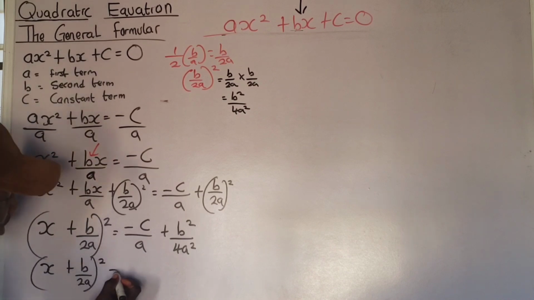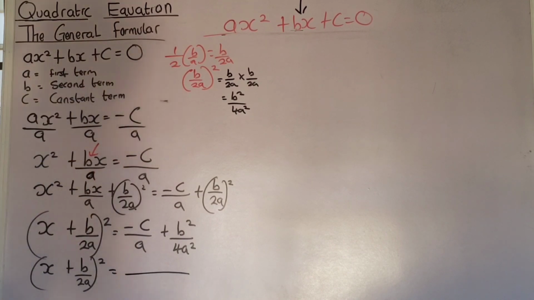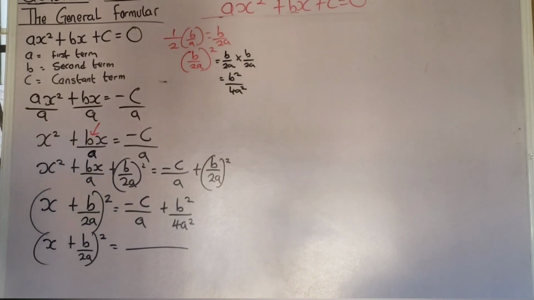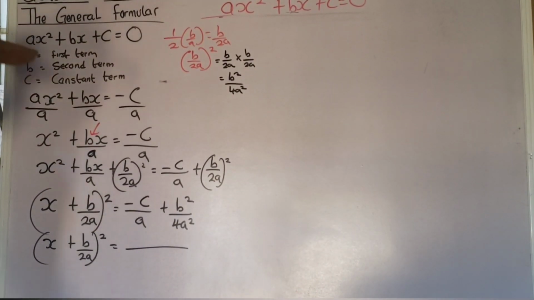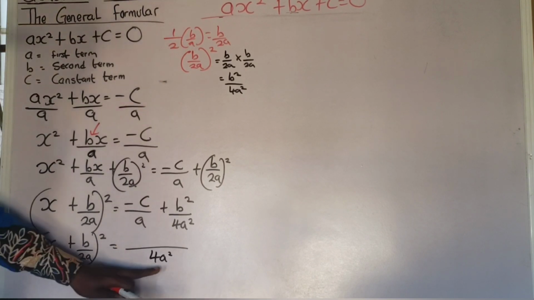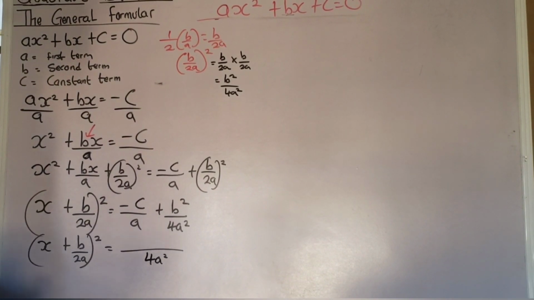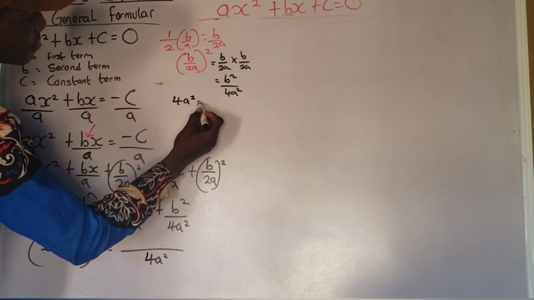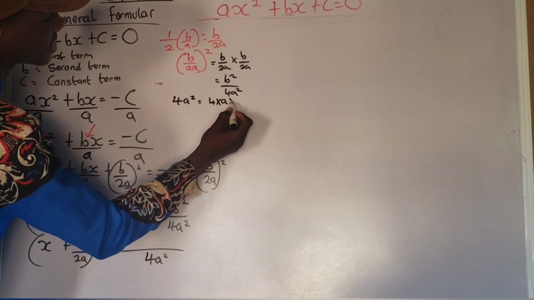So I'm going to have equals to, what is the LCM of a and 4a squared? The LCM of a and 4a squared is 4a squared. So here I'm going to have 4a squared. Now 4a squared divided by a, that will be what? 4a. Are you wondering? Let's quickly do some arithmetic. 4a squared simply means 4 times a times a.